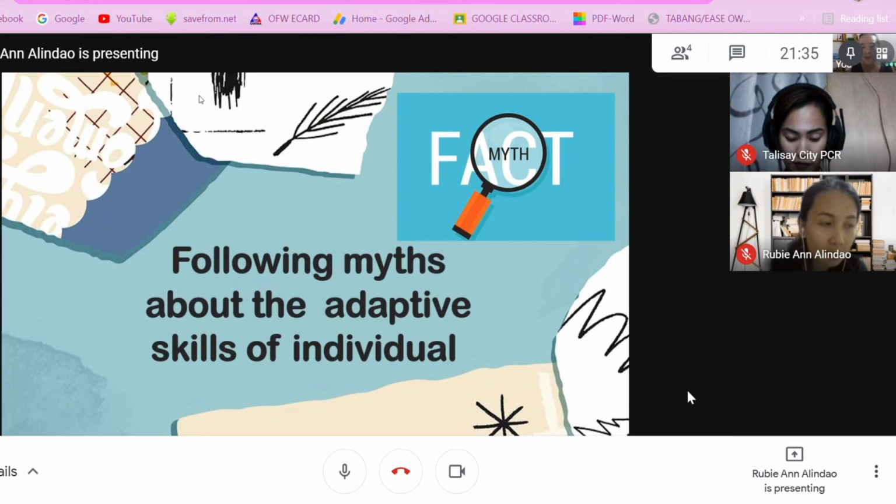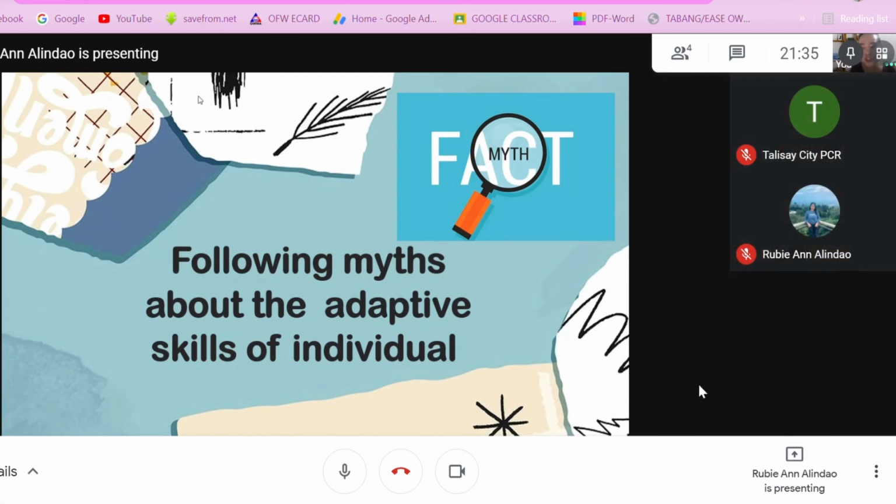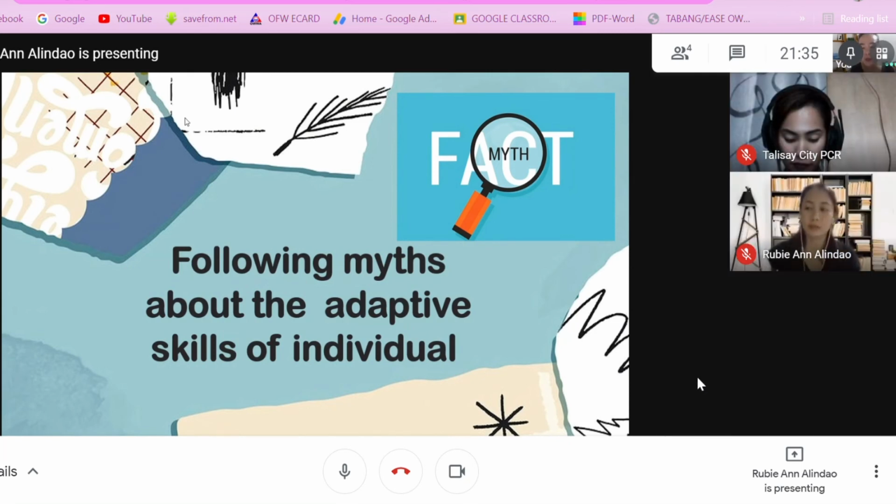Alright, I'll start with the following myths about the adaptive skills of individuals. But before that, what is a myth? It is a traditional story, especially one concerning the early history of a people or explaining some natural or social phenomenon and typically involving supernatural beings or events. Next.